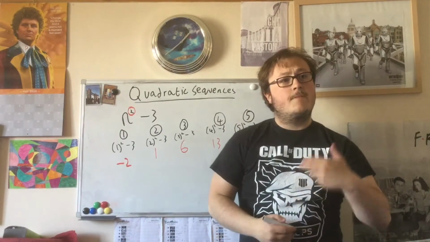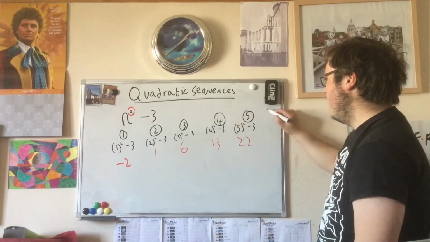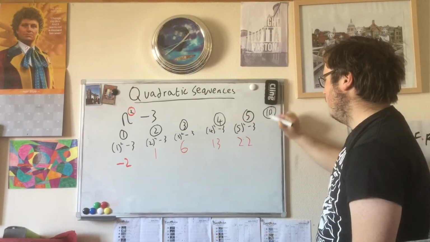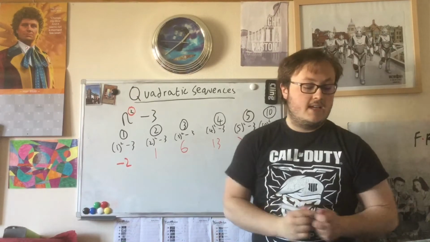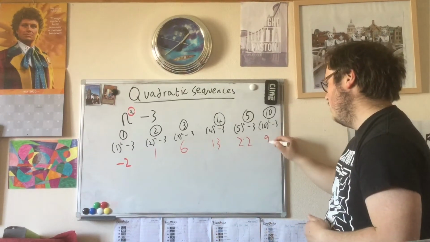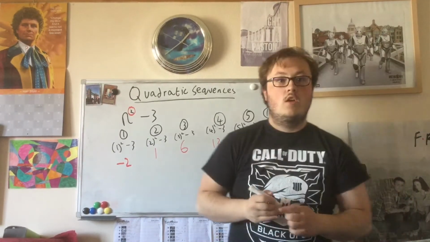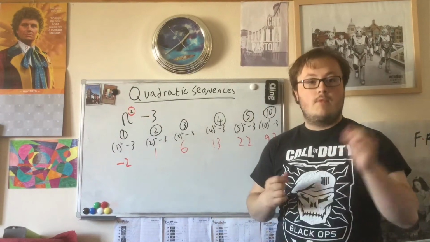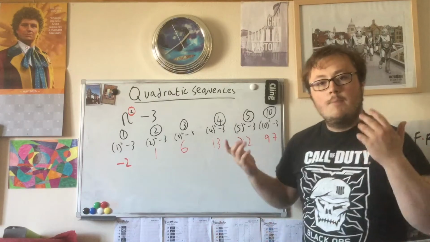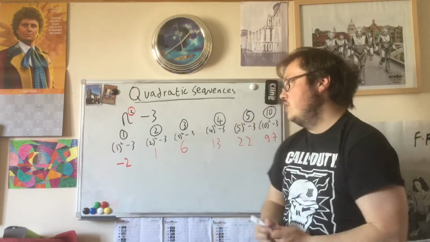We could also do this for finding big terms. What about the 10th term? Where you do 10 squared minus 3. 10 squared is 100, minus 3 gets you 97. So this is another way to show you that the sequence is quadratic. Yes, we got the nth term with the highest indice being to the power of 2, but another way to prove it is exactly what I just showed you.